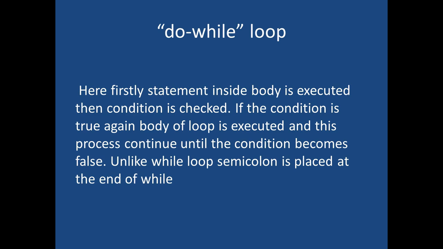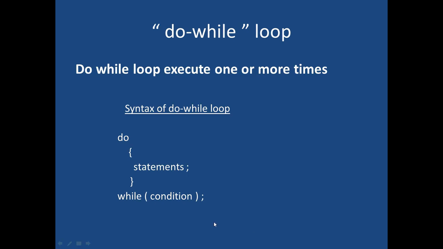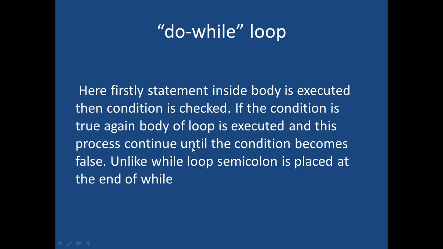So as I have stated earlier, first the statements inside the body are executed, then the condition is checked. If the condition is true, again the body of the loop is executed, and this process continues until the condition becomes false. Unlike while loop, a semicolon is placed at the end of the while. You can check like this. This semicolon is different from while loop. In do while loop the semicolon will be placed, whereas in while loop the semicolon does not apply after the condition. In do while loop the semicolon comes here. These are the words that have been written over here.